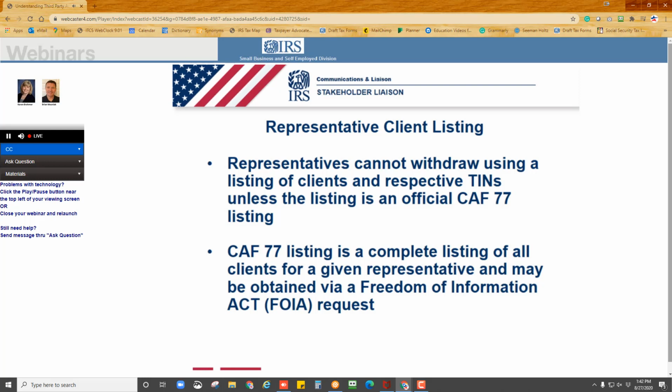So what is that? Again, it's a listing of all the clients for a given representative. And the way that you get a CAF 77 listing is to do a Freedom of Information Act request, or a FOIA request. So you might have a whole bunch of 2848s on file from all the years that you've been in business. Now, some of them would have been removed because of the retention schedule that Brian talked about. But the IRS recommends that you get this CAF 77 list periodically and review it and make any necessary changes.